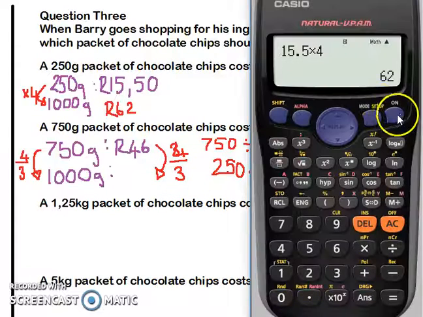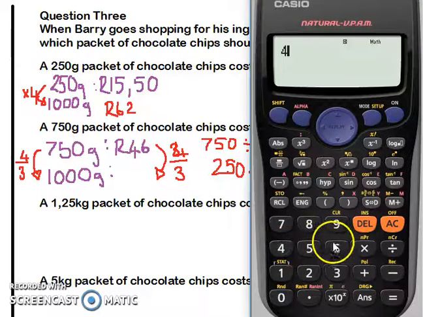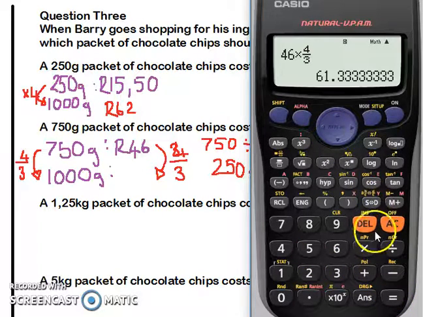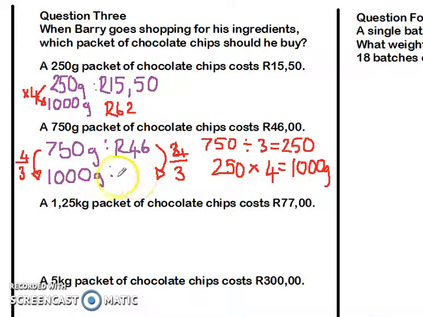Let's get out our calculator. 46 times, let's put a bracket in, 4 over 3 is equals to 184, which means we've got 61 rand and 33 cents. 61 and 33 cents. So this is not cheaper than the first option.